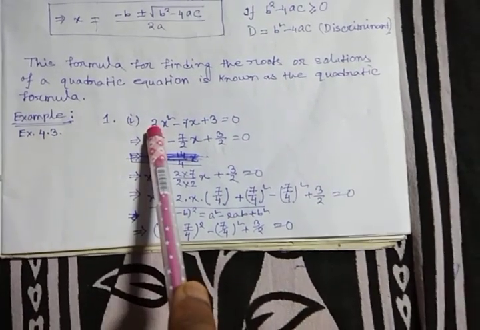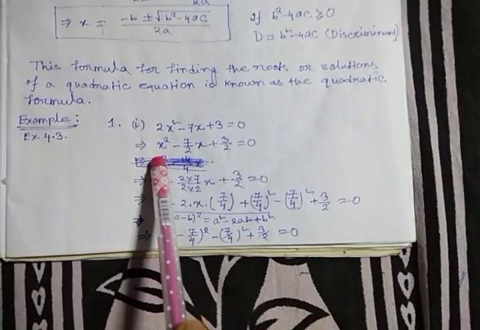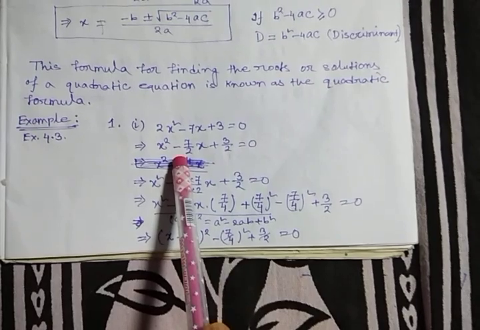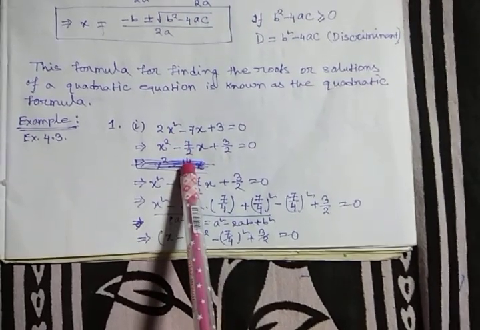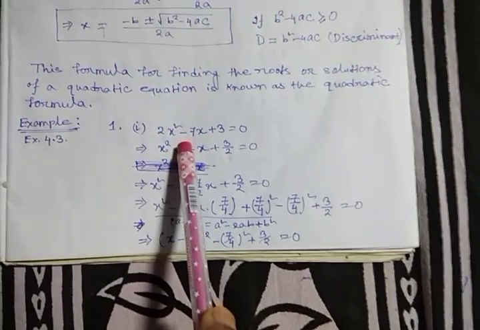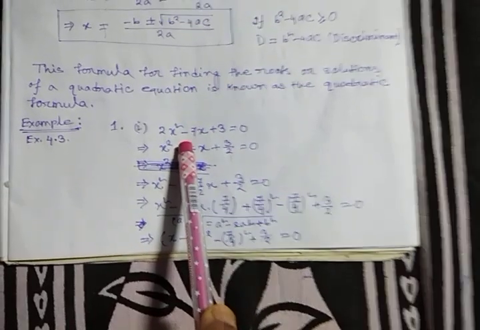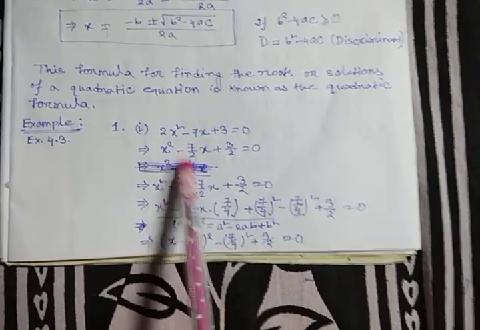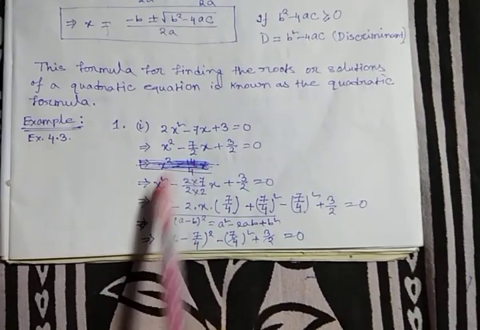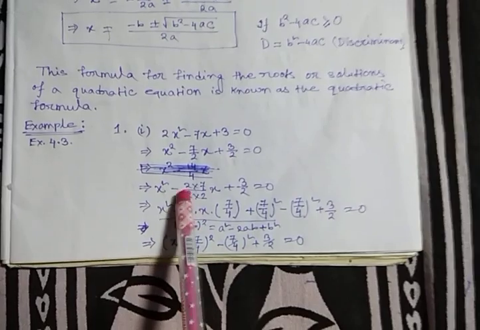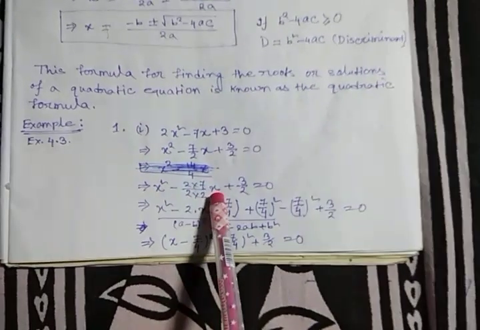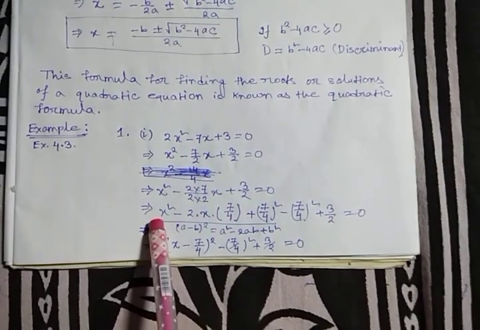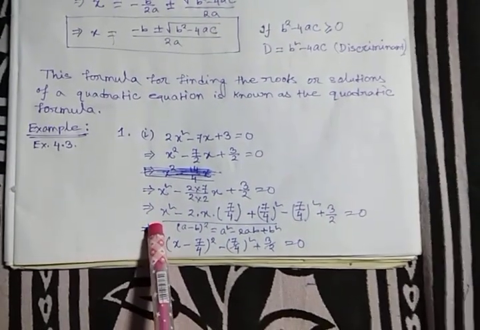So 2 is not a square number, so we need to divide both sides by 2. So x square minus 7 by 2 x plus 3 by 2 is equal to 0. Here you can see that 2 is in the denominator, but we need it in the numerator to form a complete square. So for that we multiply by 2 in numerator and denominator both. So x square minus 2 into 7 by 2 into 2 x, we can cancel this 2, plus 3 by 2 equal to 0. Now we need to arrange it as a formula.